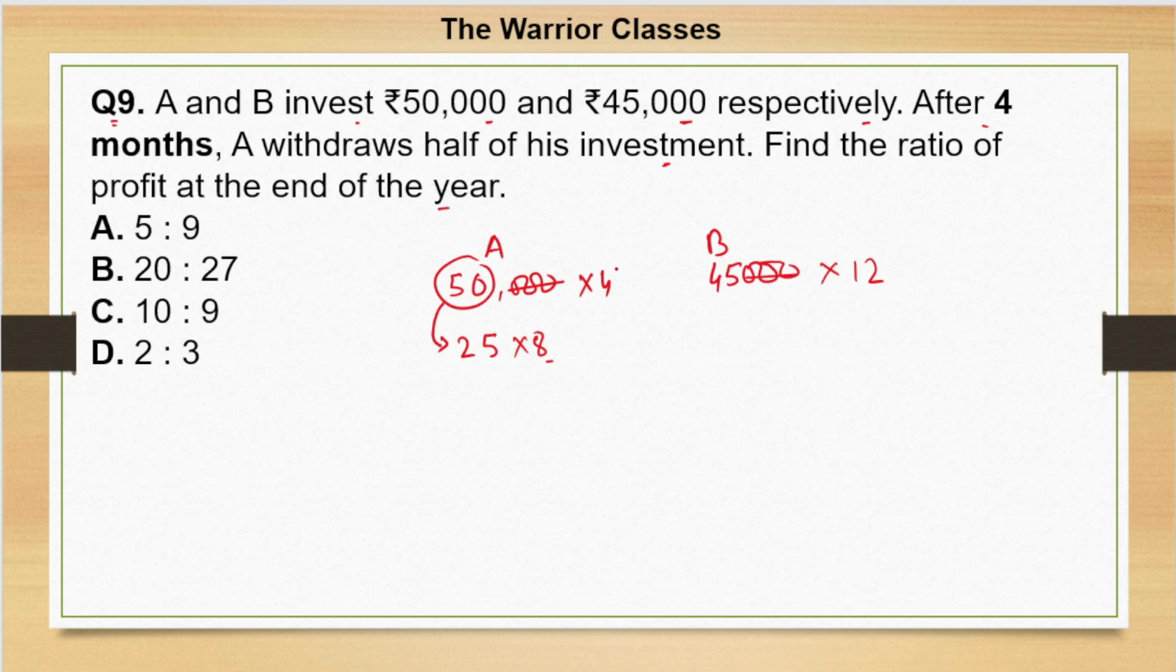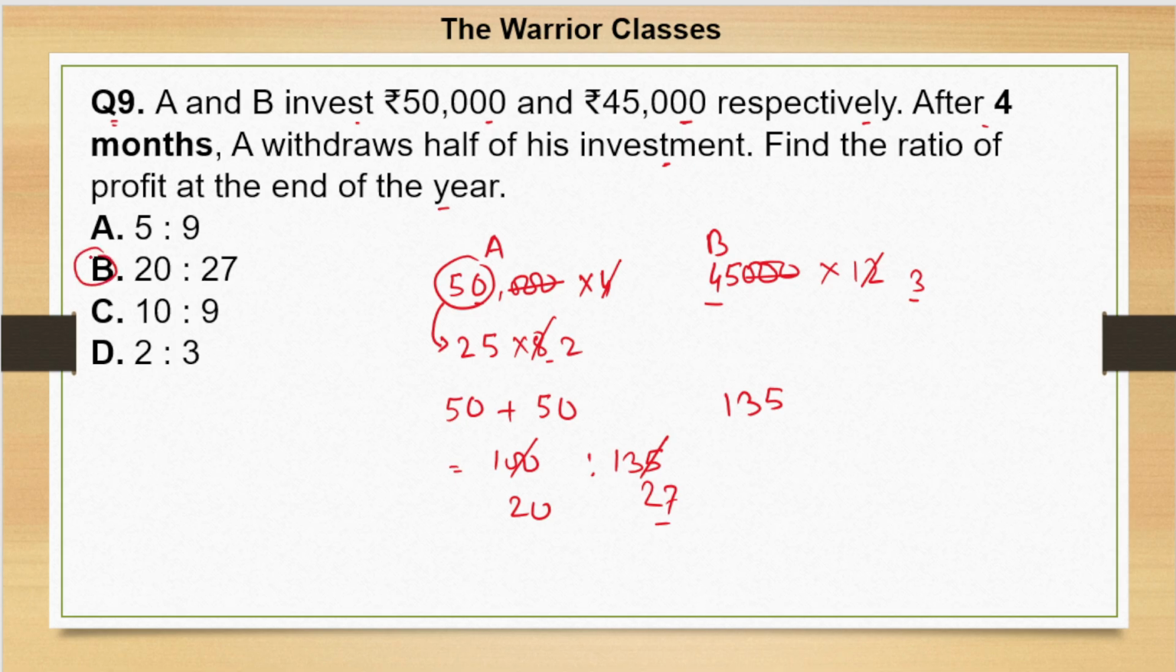Now we can cancel by 4, and here it is 2, here it will be 3. Now 50 multiplied by 1, 50 plus 25 times 2 is 50. And 45 times 3 is 135. Now 50 and 50 is 100. So 100 is to 135. Cancelling by 5, it is 20 and it is 27. So 20 is to 27. Option number B is correct.